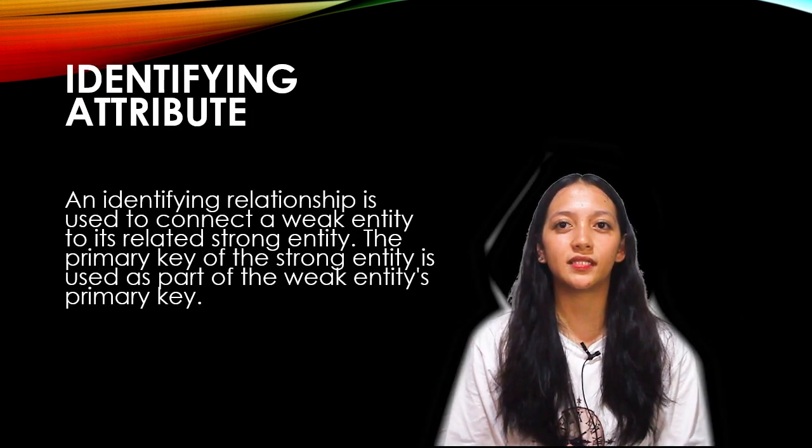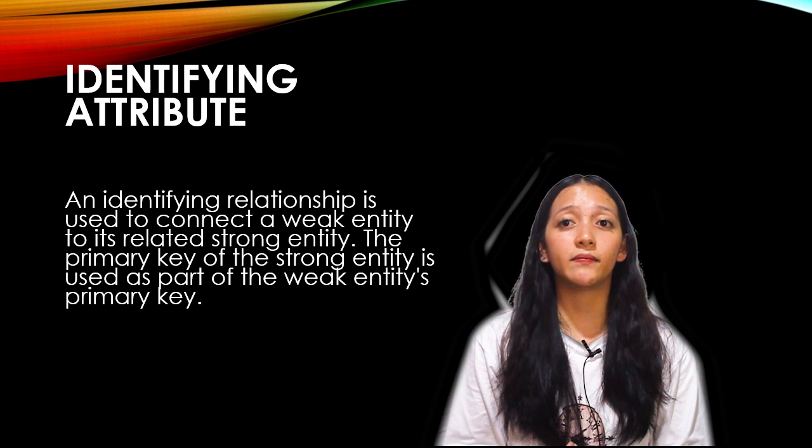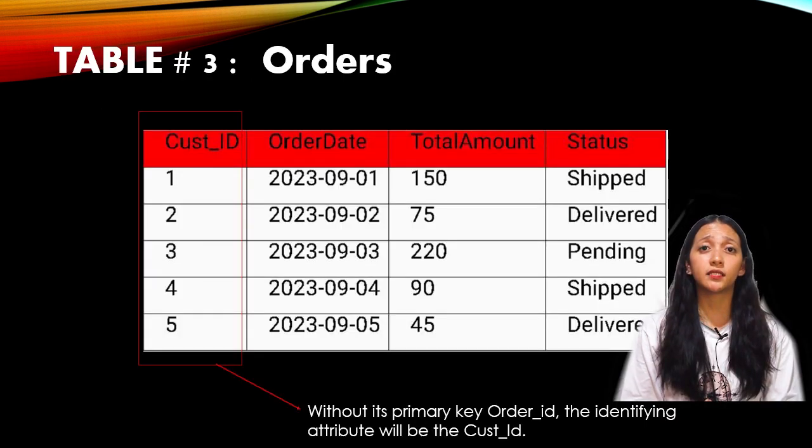Identifying attribute and identifying relationship is used to connect a weak entity to its related strong entity. The primary key of the strong entity is used as part of the weak entity's primary key. For example, in a table order, without its primary key, order ID, the identifying attribute will be the customer ID.